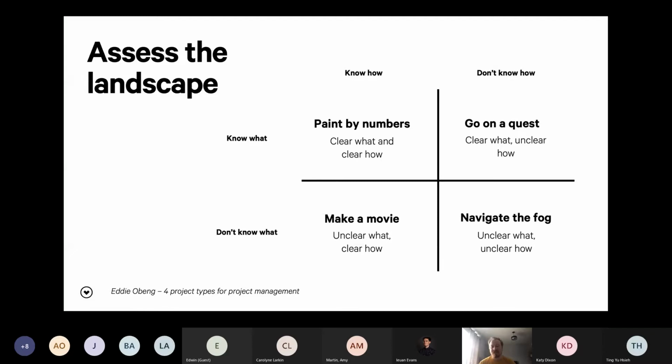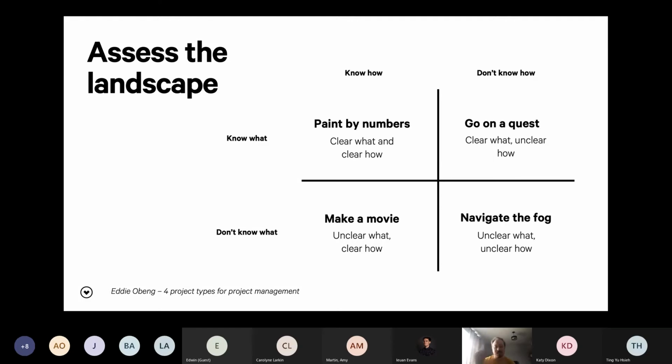Versus navigating the fog, where the brief's really unclear, you don't know what the problems are, and you don't really know what the solution's going to be. It's really ambiguous and woolly. A woolly problem, you might have heard that term. It's really foggy, so you're going to have to design a different process. You're going to have to design some research, and some process of ideation.